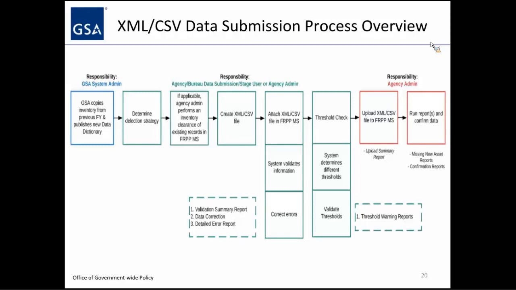As an example, an agency admin can perform an inventory clearance to remove all current fiscal year asset records and then input via XML or CSV. The data submission user will then attach that updated XML or CSV, which is then staged and validated by the system against the business rules. As you can see, the process flow shows the users who are responsible for submitting the XML and how the data loads to the system and when the users can expect to run different reports.